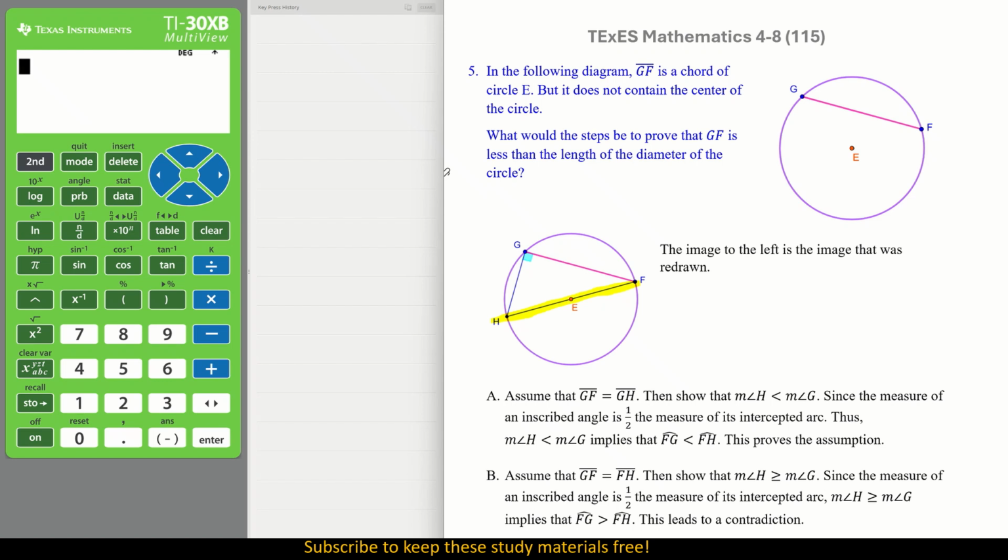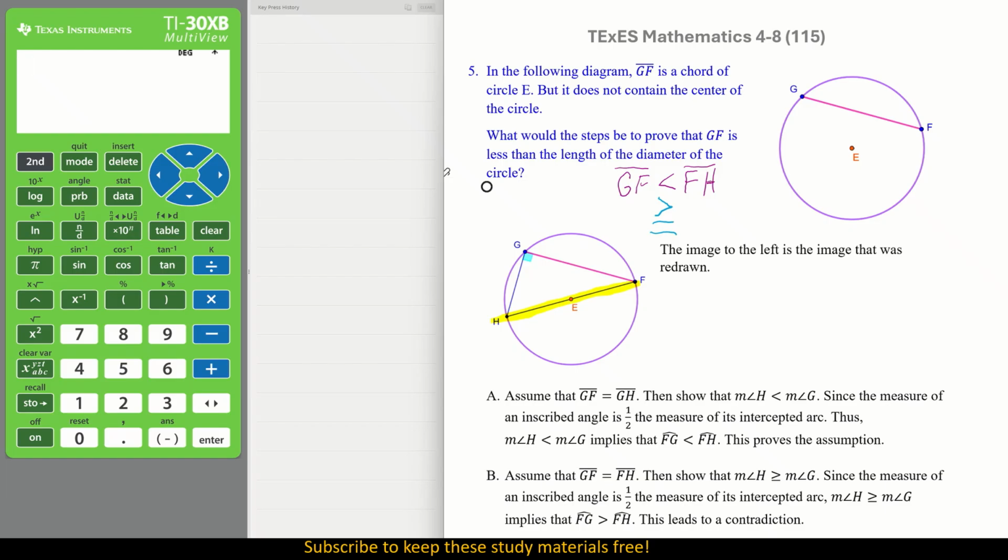So what are we trying to prove? We are trying to prove that GF is less than FH. Okay, that's what we're trying to prove. So if we're going to start an indirect proof, we need to say either greater than or equal to. We really can't say both in this situation. And I drew in the triangle.